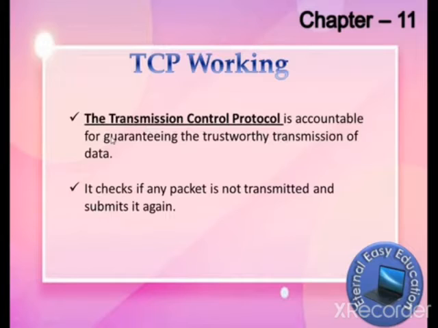Transmission Control Protocol guarantees trustworthy delivery. So it will take care of the guarantee of transmission of data. It checks if a data packet is not transmitted and submits it again. Our data has many formats of conversion, and one of the formats is the packet. While the data is traveling, TCP takes care whether it is transmitted or not. If it is not transmitted, it will submit again. Okay, so it is doing a favor for us.